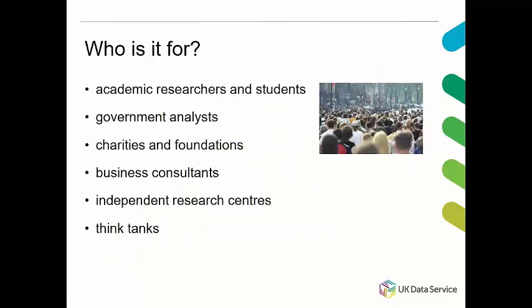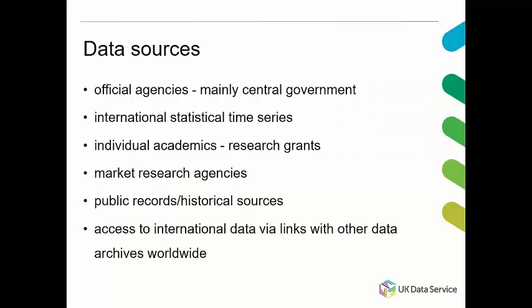So who is the UK Data Service for? It is basically for academic researchers and students. It is for government analysts. It is for charities and foundations. It is for business consultants, independent research centers, and think tanks. Our data sources come from official agencies, so here mainly the central government, the Office for National Statistics is to be mentioned here. From International Statistical Time Series we have data, but also from individual academics.